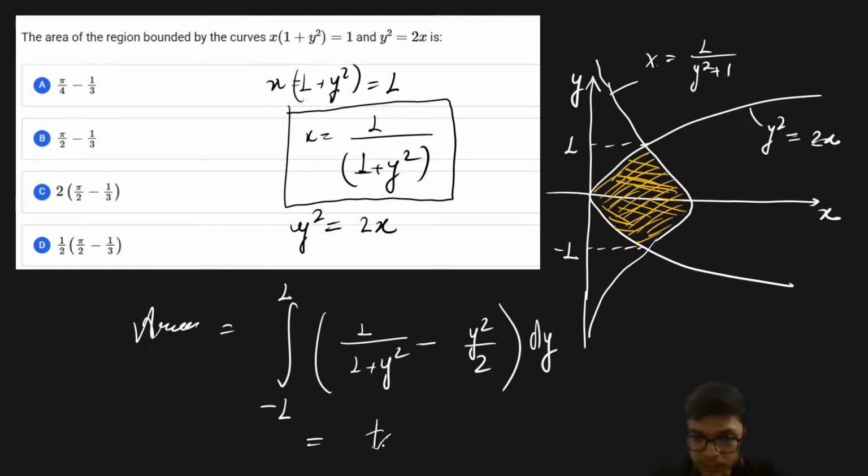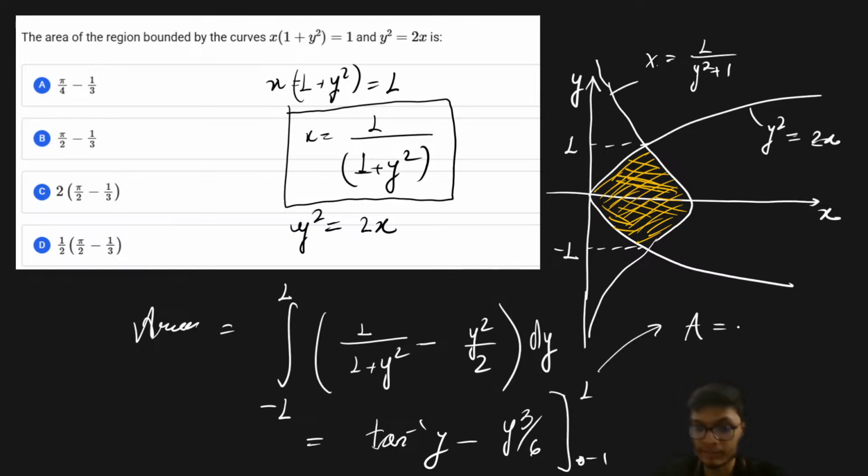So in this case, this integral is basically tan inverse of y minus y cube by 6, and we just put the limit, that is minus 1 to 1. So ultimately the answer for this particular area is going to be equal to pi by 2 minus 1 upon 3. All right. So is this part clear to all of you?